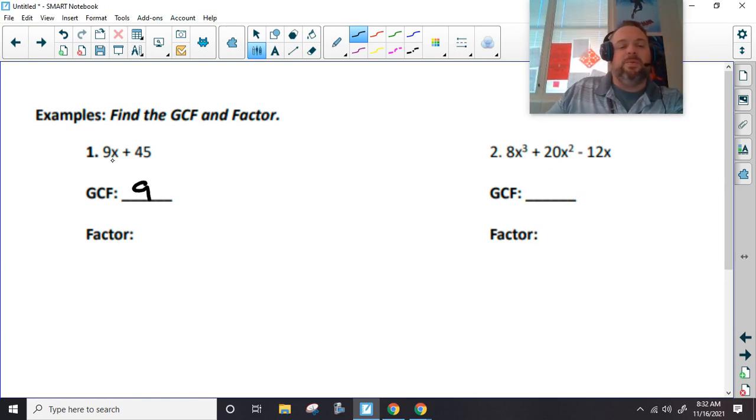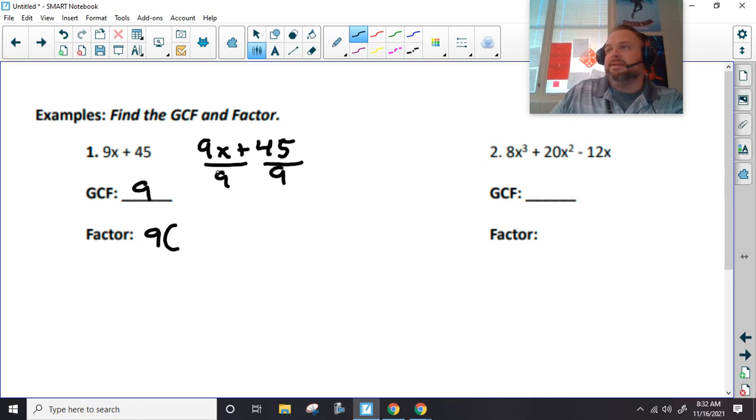All right. So if we have this right here, we can't take an X out of any of them because the 45 doesn't have an X. What is 9X divided by 9? X. If we divide 9X by 9, the 9's cancel, and I'm just left with X. Now, what is 45 divided by 9?